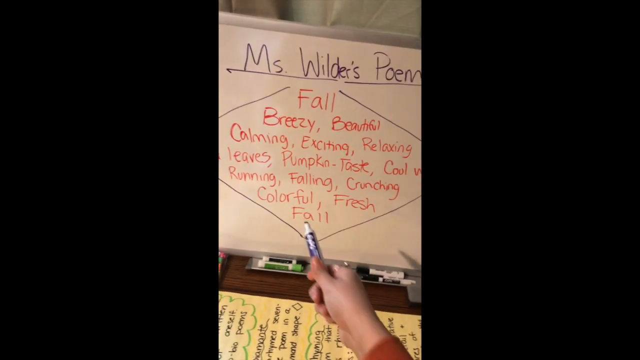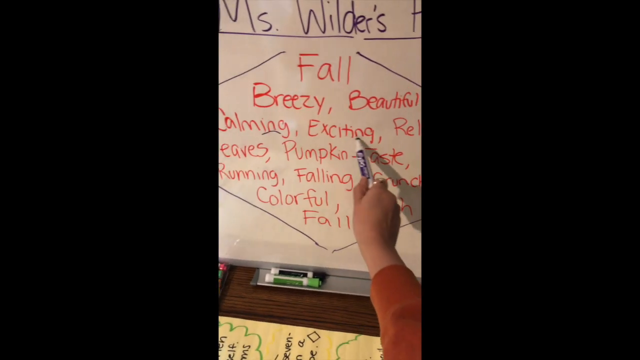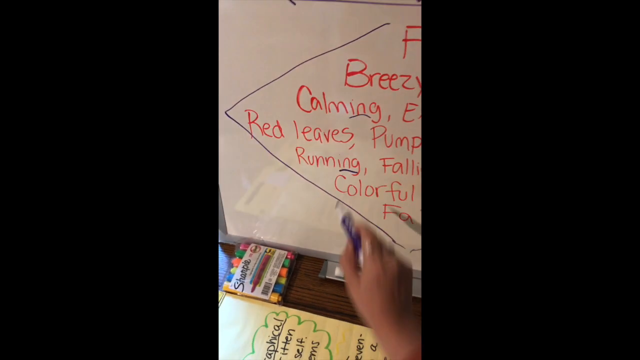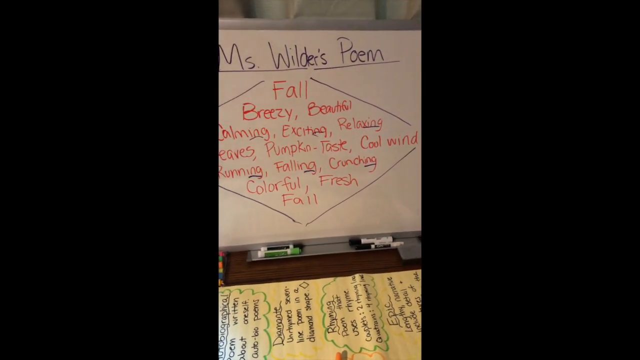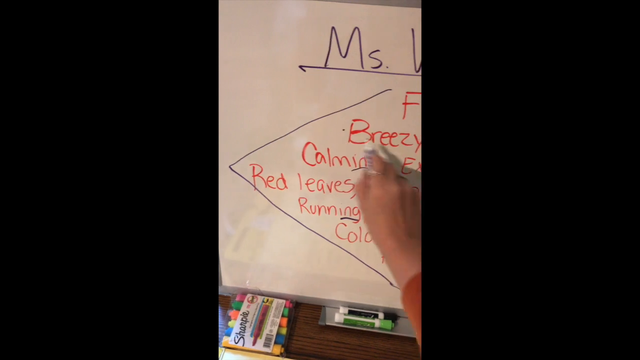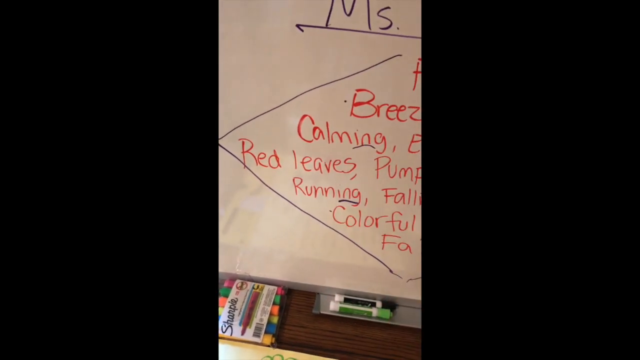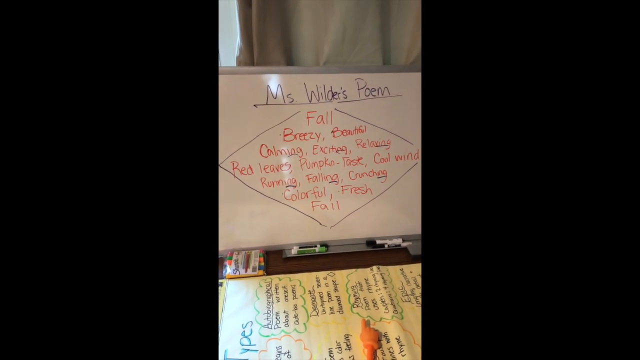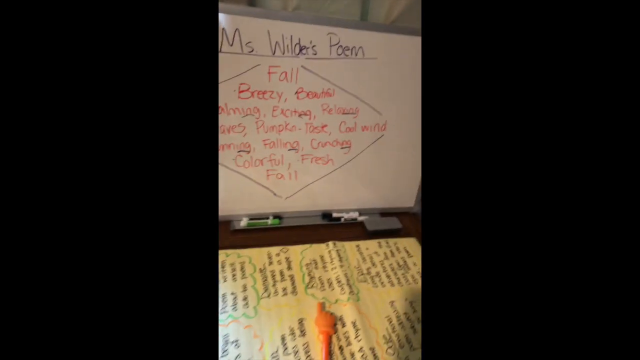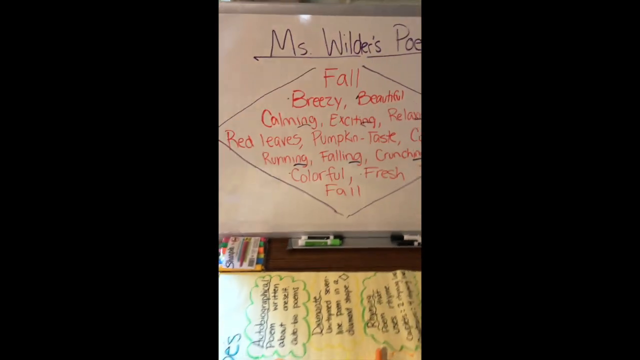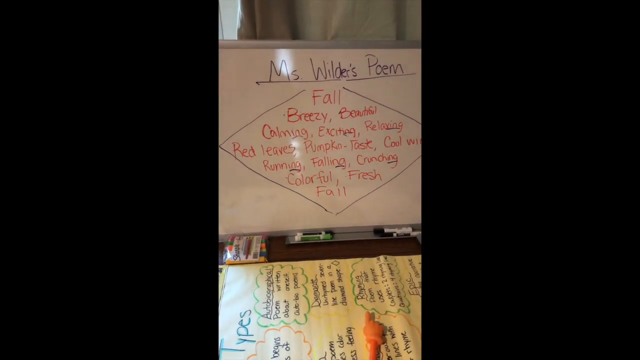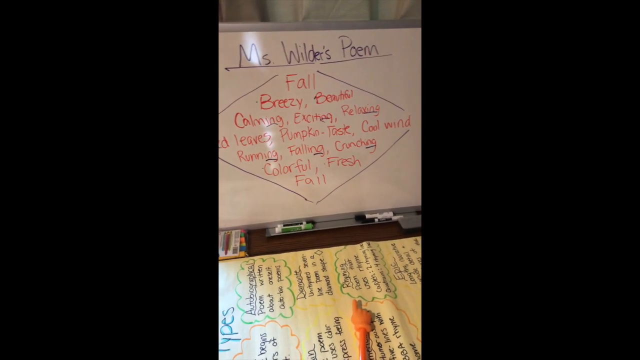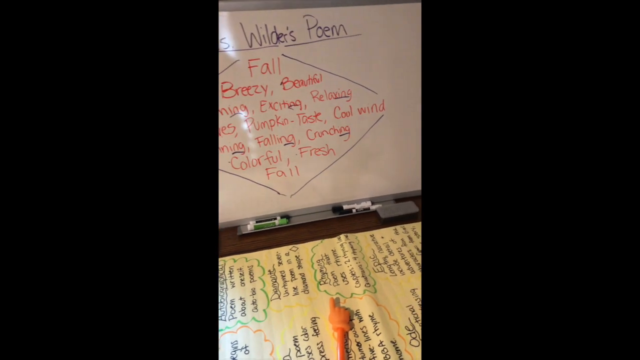You might notice that I have the repeating ing. You might notice that I have repeating adjectives, that I have lots of adjectives to describe how or what fall is like to me. Then you may notice I have longer kind of describing words. I describe leaves being red, I describe tasting pumpkin, and I describe how the wind might feel cool.